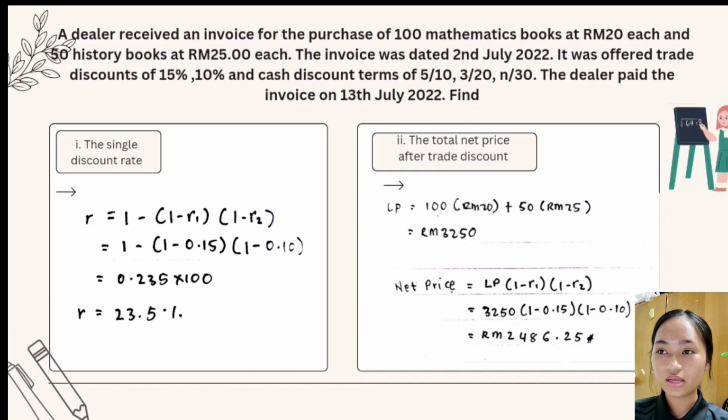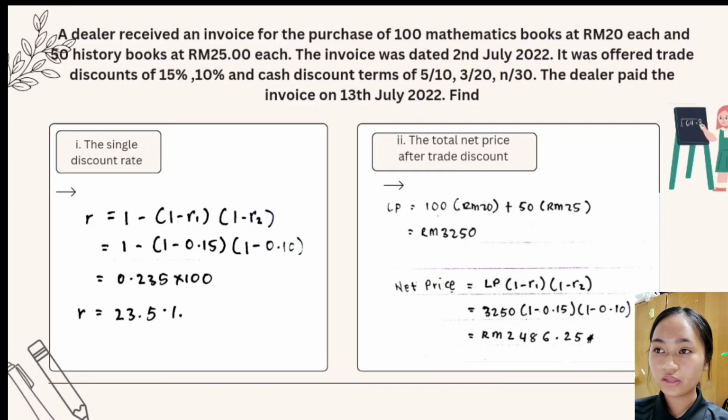Next question is find the total net price after trade discount. To find the net price, we need to find the list price first. The question states 100 mathematics books at 20 ringgit each and 50 history books at 25 ringgit each, so list price equals 100 multiplied by 20 plus 50 multiplied by 25. We get 3,250 for the list price.